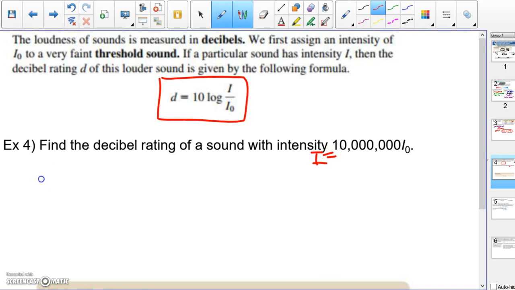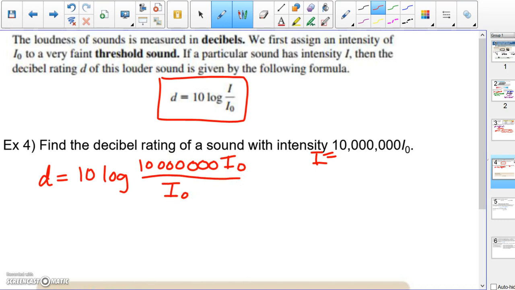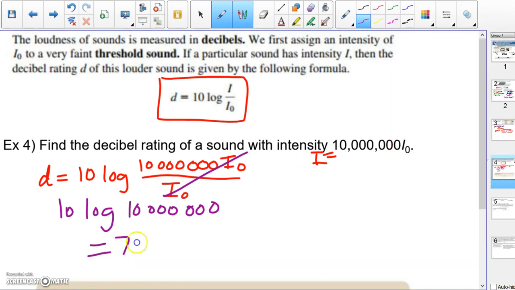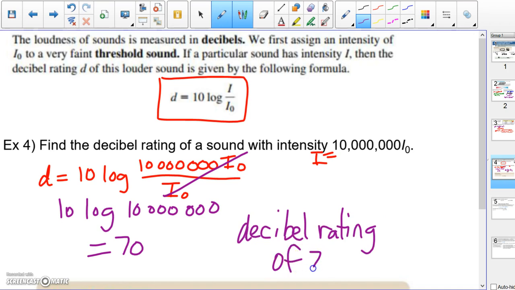So if we look at our formula, the decibels are equal to 10 times the log of the I value, which they gave me was 10 million I sub O over I sub O. So notice those I sub O's cancel out, and so we're looking at 10 times log of 10 million. 10 times log of 10 million is 70 decibels, or a decibel rating of 70.